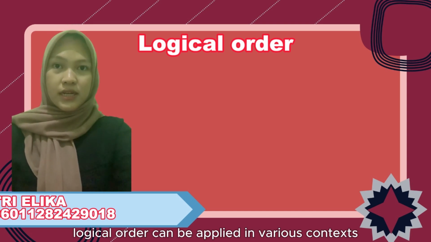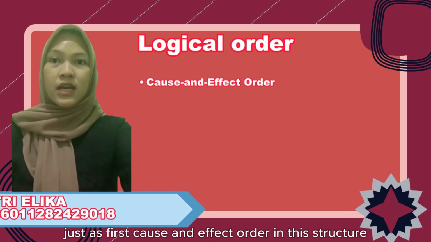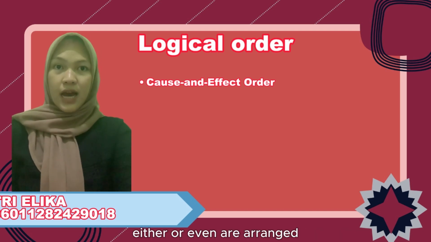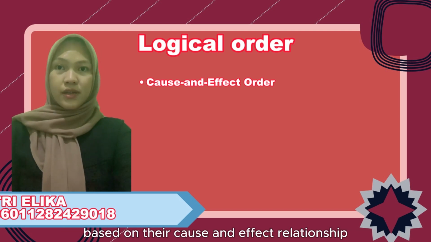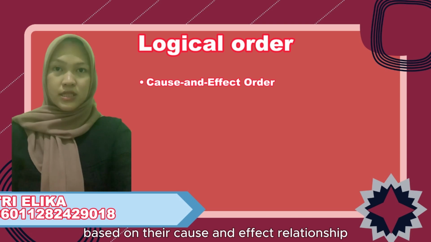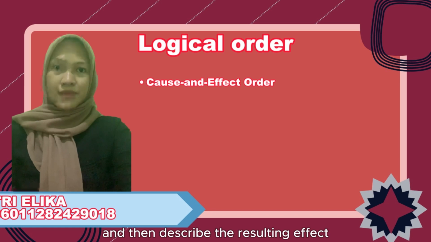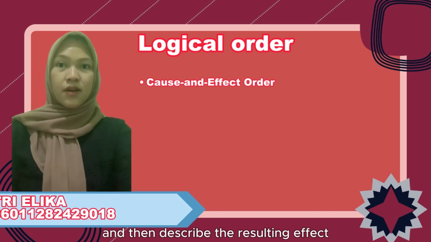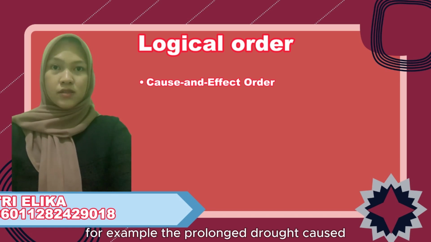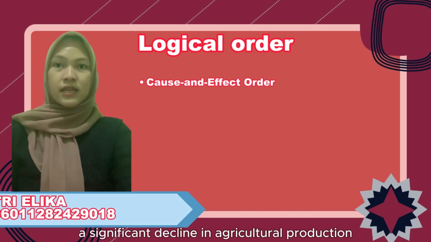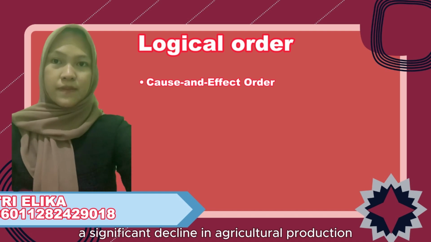More specifically, logical order can be applied in various contexts, such as, first, cause and effect order. In this structure, ideas or events are arranged based on their cause and effect relationship. One explains the cause first and then describes the resulting effect. For example, the price drop caused a significant decline in agricultural production.